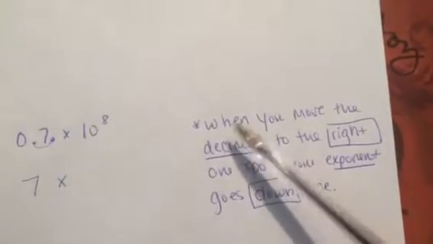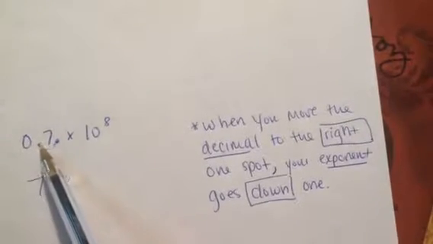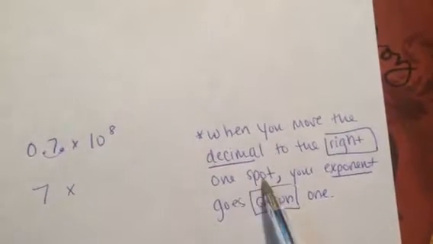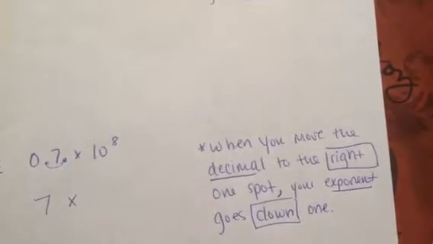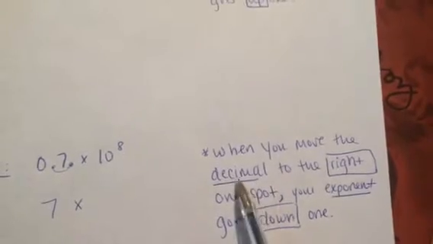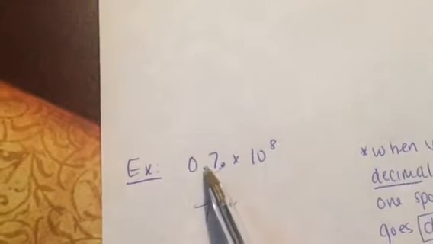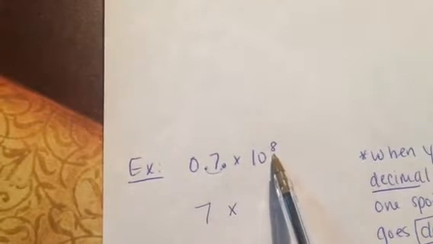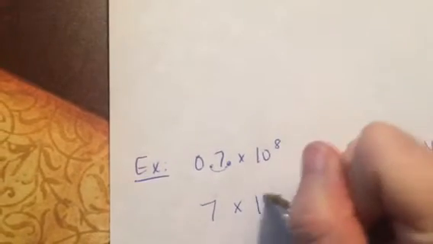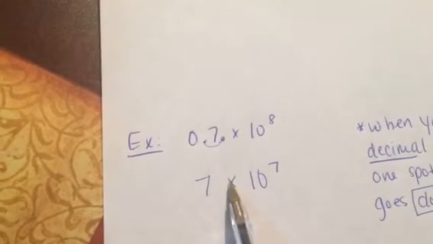Okay. Now look over here. Here's the important part of this. When you move the decimal to the right, we moved it to the right one spot, your exponent goes down 1. All right, so remember these two words together: right and down. When you move the decimal right, your exponent goes down. So over here, we moved the decimal to the right to get 7, so our exponent has to go down 1. So it goes from 8 to 7. So that's how you would rewrite this number in scientific notation.